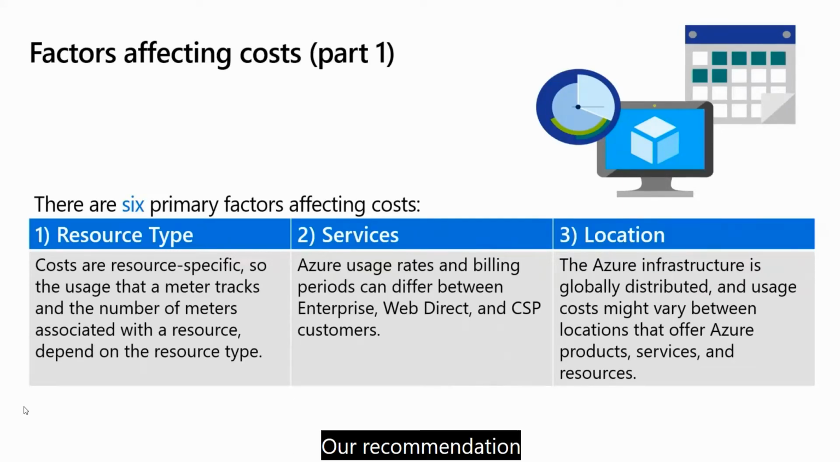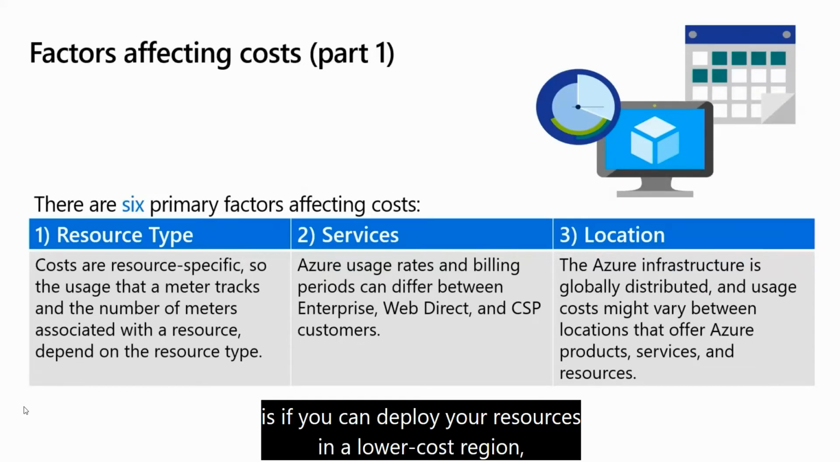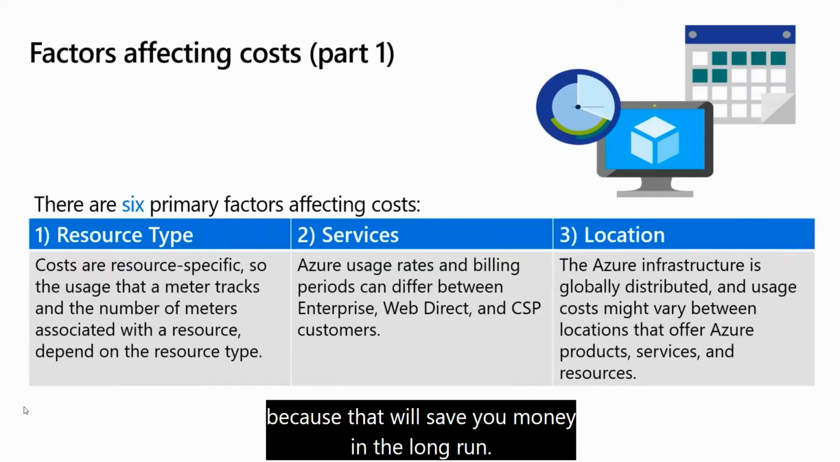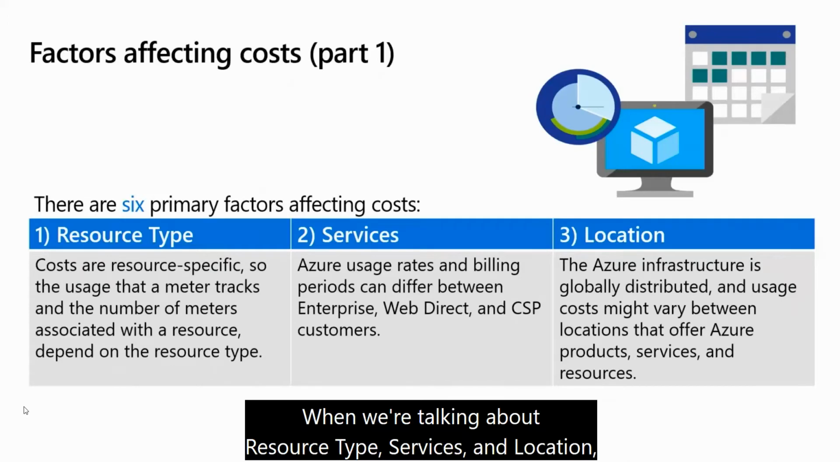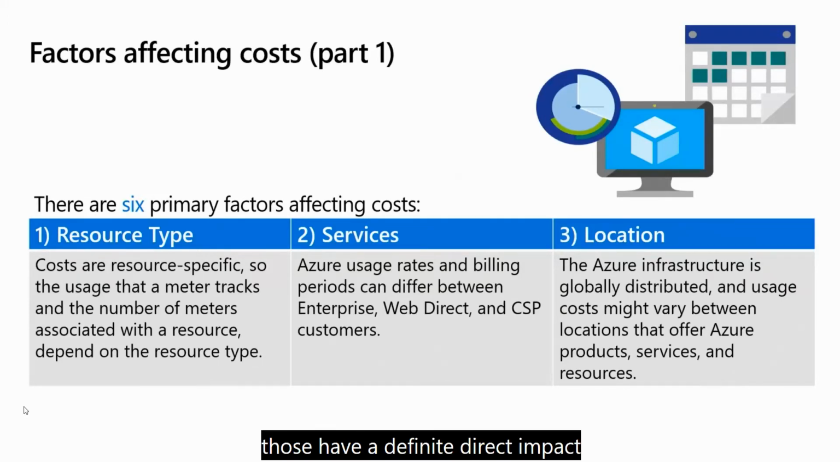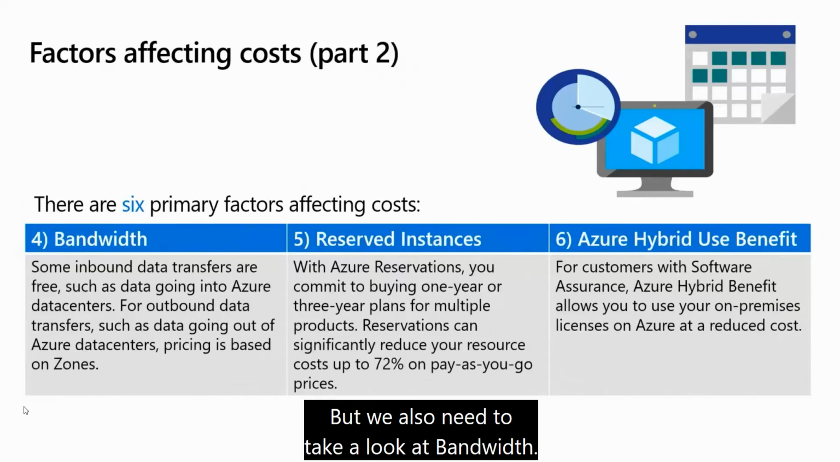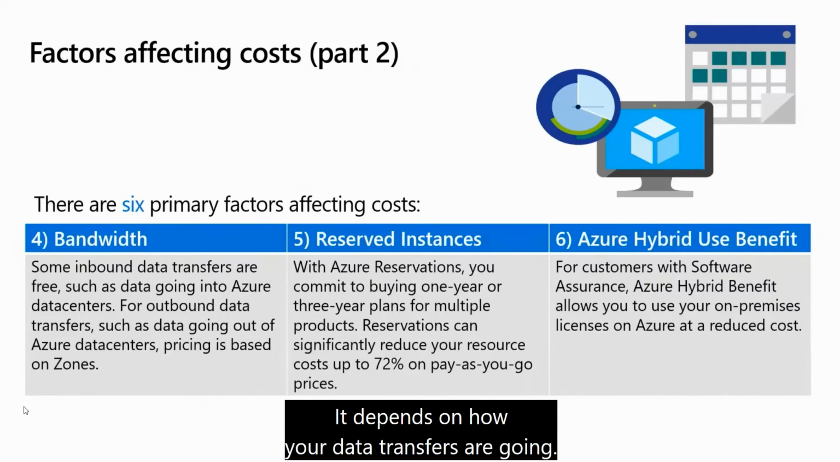Our recommendation is if you can deploy your resources in a lower cost region, definitely do that, because that will save you money in the long run. Now, so when we talk about resource type, services, and locations, those have a definite direct impact on your spend or on your cost. But we also need to take a look at bandwidth. So depending on how your data transfers are going.